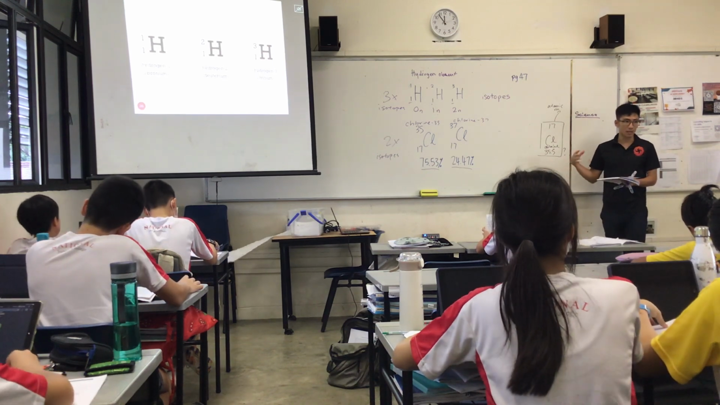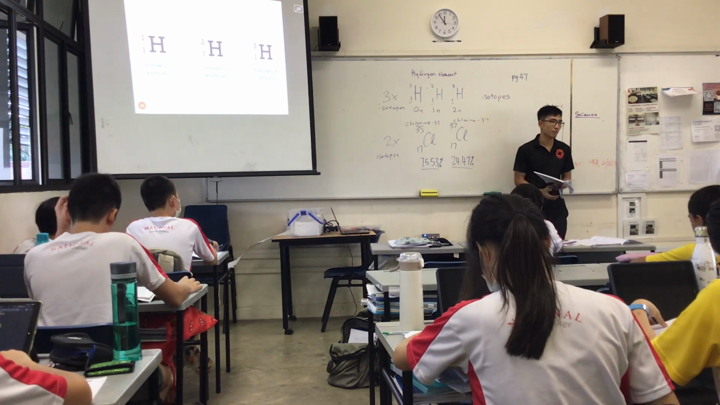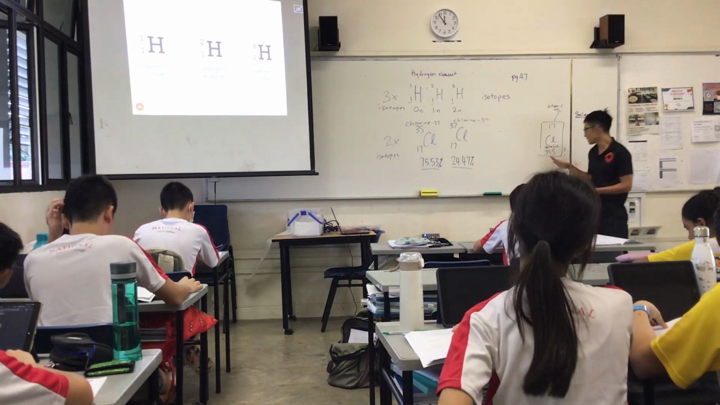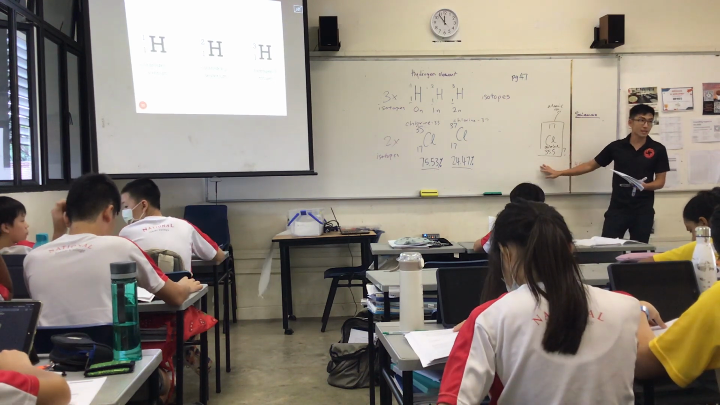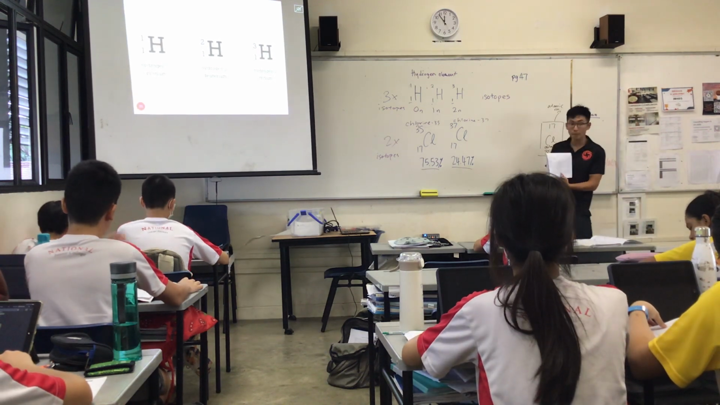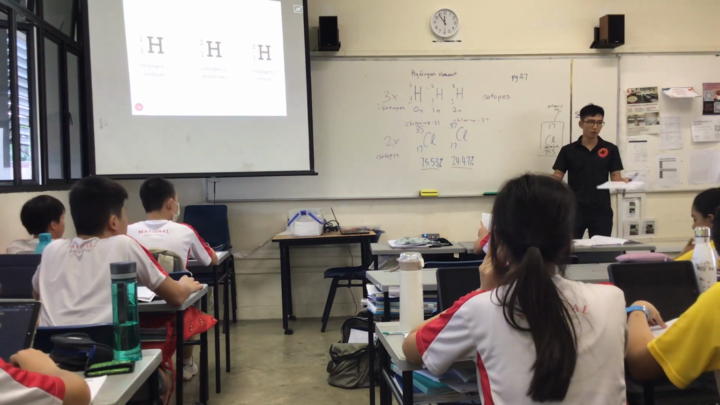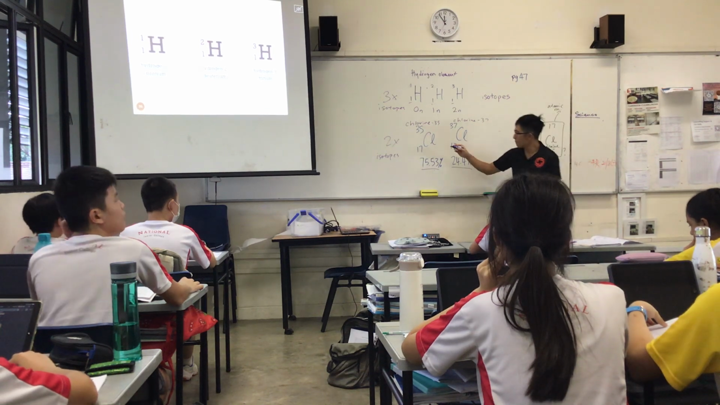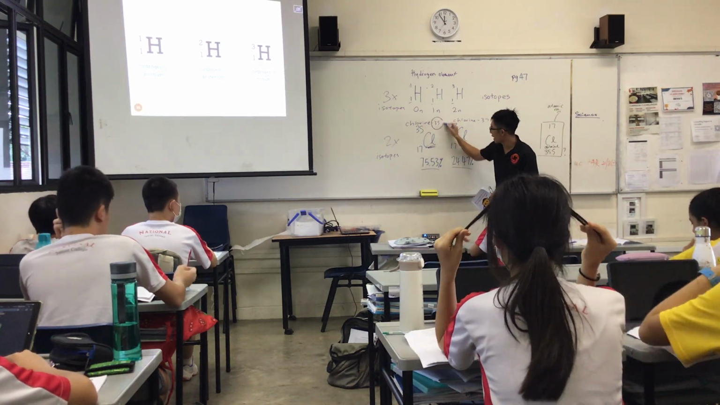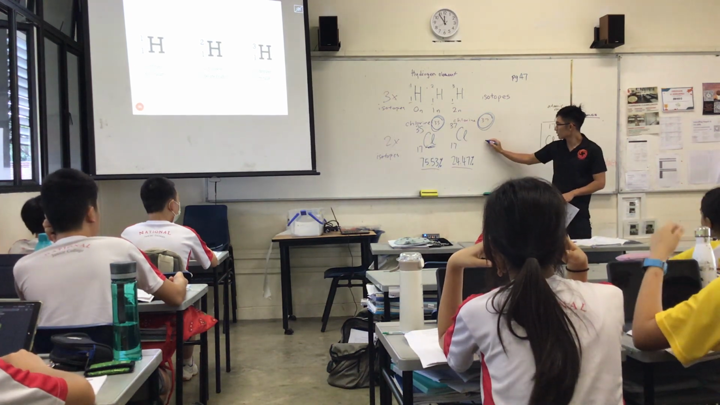35.5 gives you an idea of what is the proportion of each version of the element present. How is this 35.5 derived? This is the math. I don't expect you to understand this complicated math, but you need to follow me. First, we know that the mass of this chlorine is 35. The mass of this chlorine is 37.